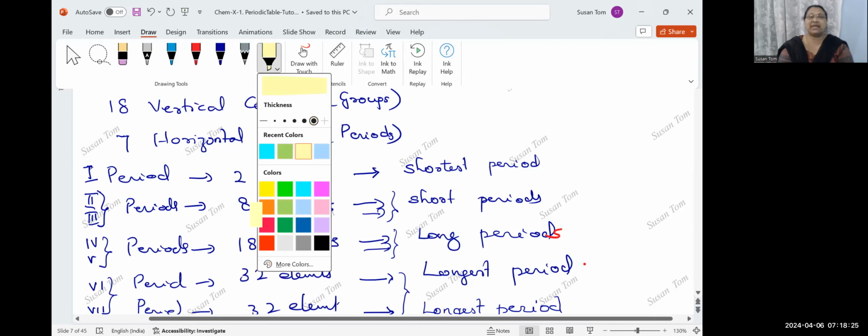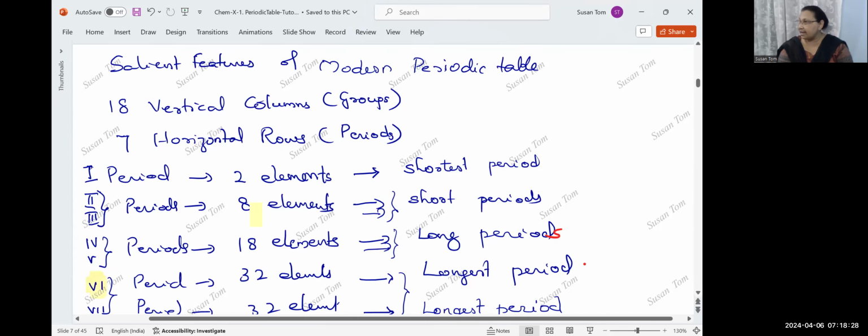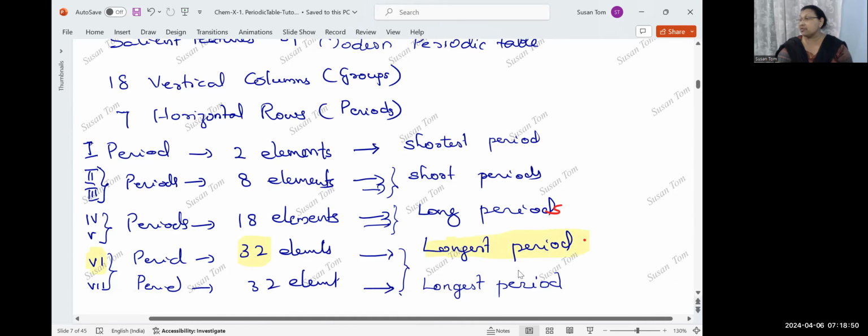Now coming to period 6, in which the lanthanides are also placed, 14 are added to the 18, so it has become 32 elements. Understanding? Lanthanides are part of the sixth period, no? So with 32 elements, it's the longest period, and this was known as the longest period till a few years ago, when the seventh period was not completed, but now that also is completed. So 6 and 7 together both have 32 elements. They both are called longest periods.